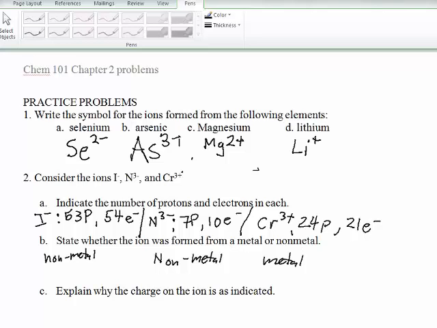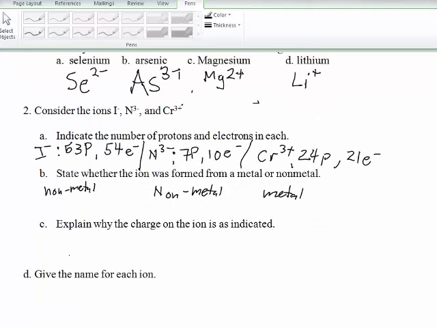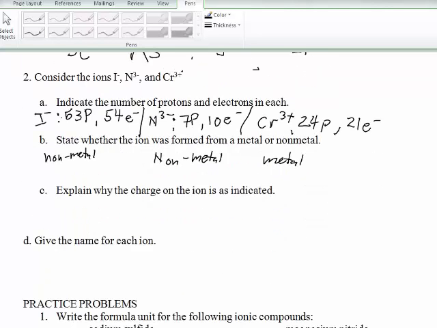And then we're asked to explain why the charge on the ion is as indicated. Well, we just discussed that. The charge is negative in iodine's case because it's gained 1 electron. The charge is 3 negative in nitrogen's case because it has 3 more electrons than protons. And the charge is 3 plus in chromium's case because it has 3 fewer electrons than protons.